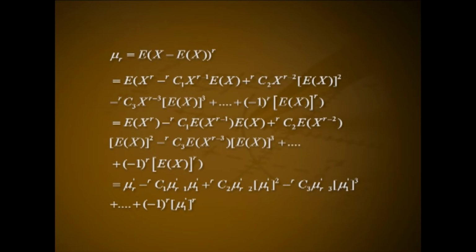That is mu r dash minus rC1 mu r minus 1 dash into mu 1 dash plus rC2 mu r minus 2 dash into (mu 1 dash) the square minus rC3 mu r minus 3 dash into (mu 1 dash) the cube plus etc. plus (minus 1) raised to r into (mu 1 dash) the raised to r.